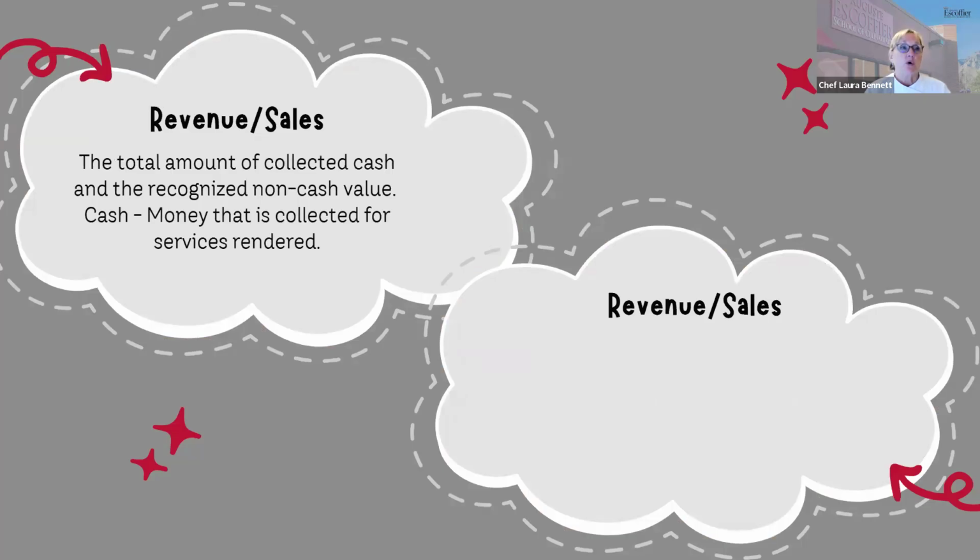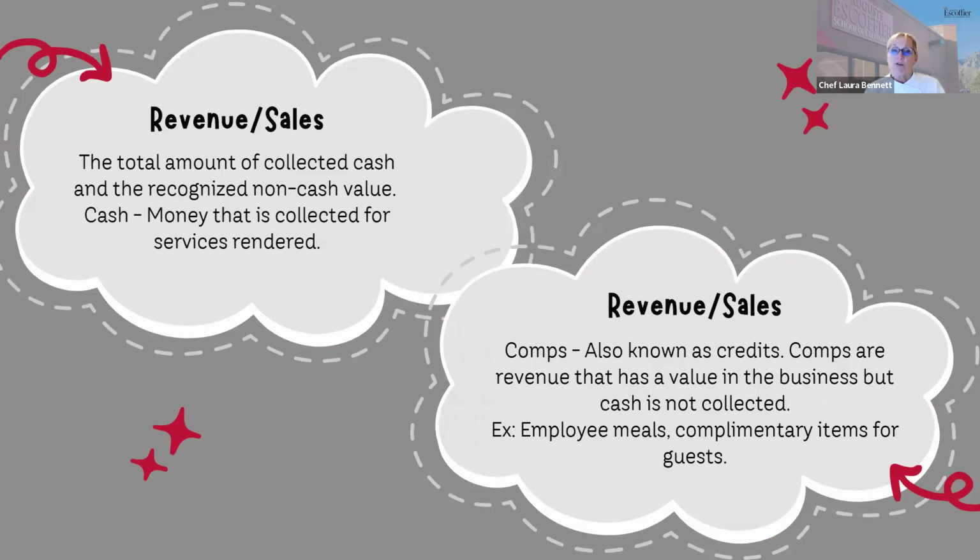Revenue and sales: the total amount of collected cash and the recognized non-cash value. Cash is the money that you collect after your services are rendered. Now, comps are also known as credits, but there's no cash exchanged for the services.